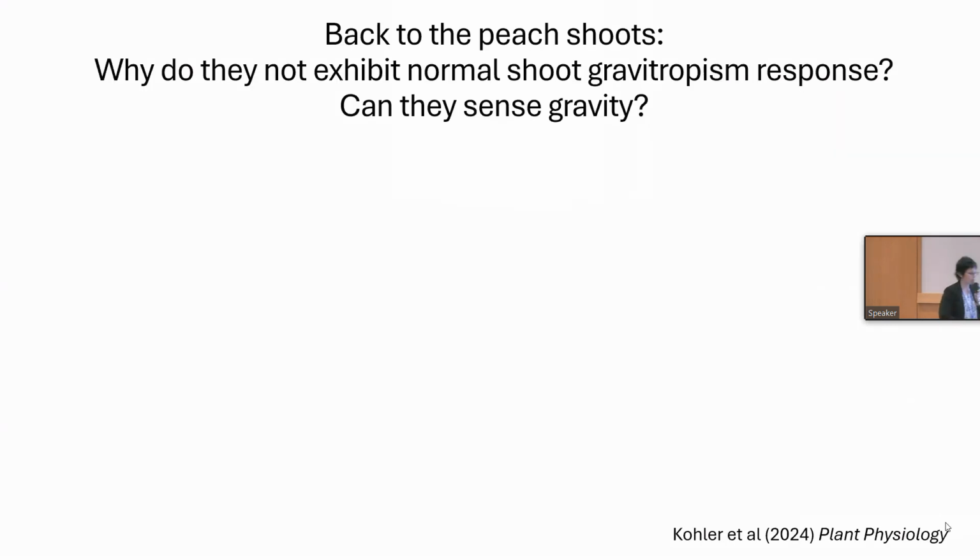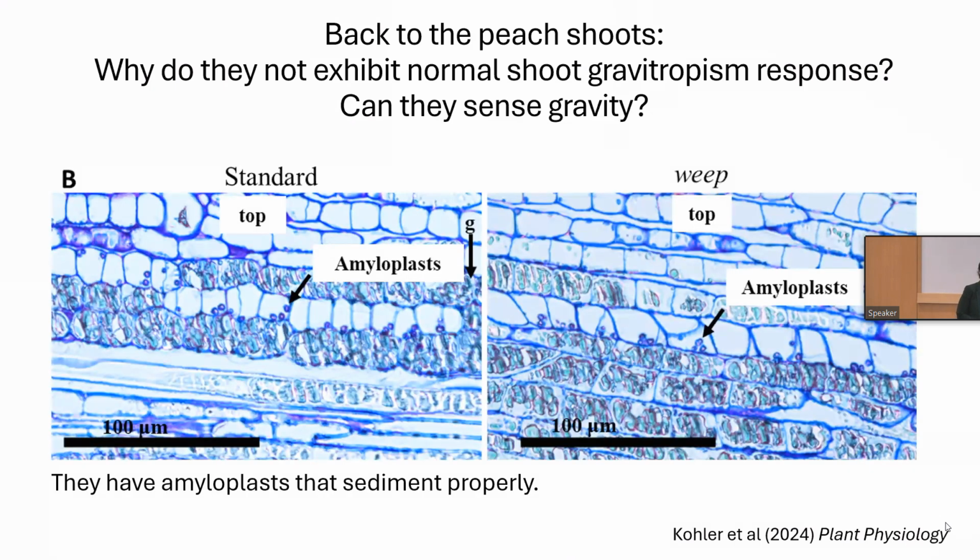So back to the peach shoots. Why are they not exhibiting these normal shoot gravitropism responses? One question is, well, do they know which way is down? Maybe they don't. Can they sense gravity? So we sectioned shoot tips. We positioned them and fixed them in plastic, sectioned them right away. You can't do live imaging in peach to see amyloplasts, but we do know their original orientation and found that in the weeping peach, the amyloplasts did sediment normally, and they were there.